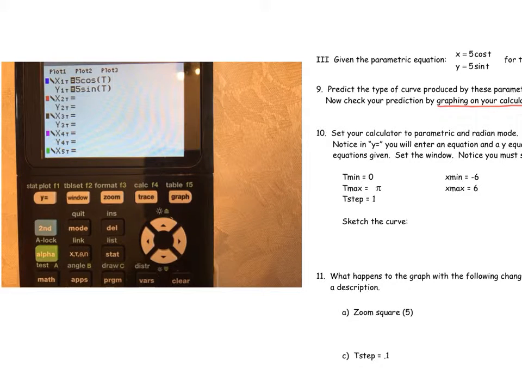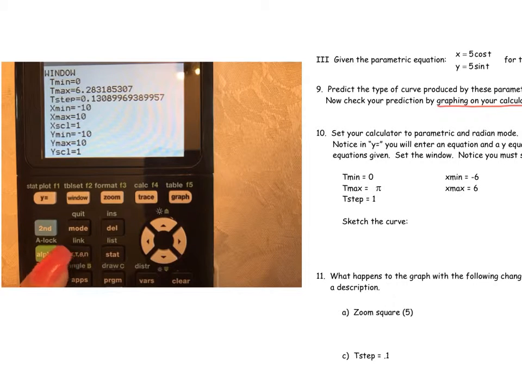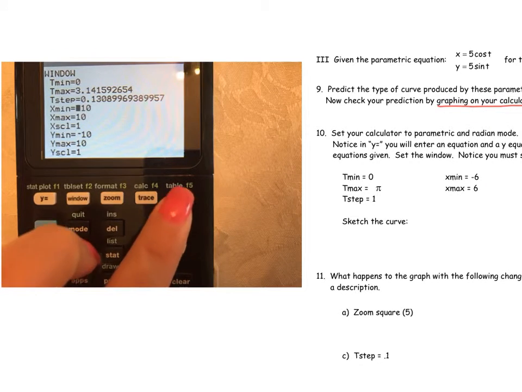And they're asking me to set the window in a specific way. So let's go to window. They're asking me to put the t minimum for 0, so 0. For t maximum, I need to put that to pi. So I'm going to click second caret, so that's the pi, enter. And then I need to go to t step, and I need that to be 1.